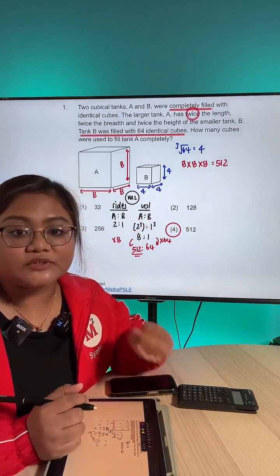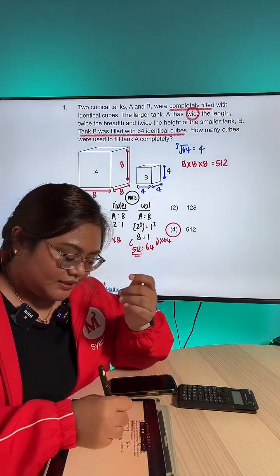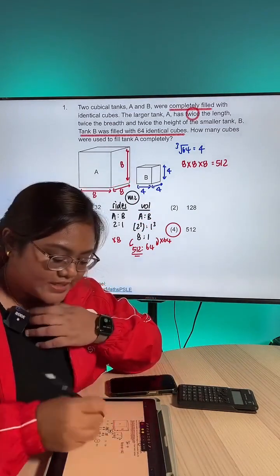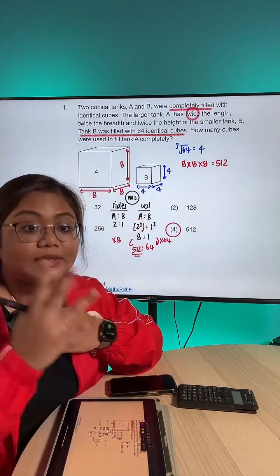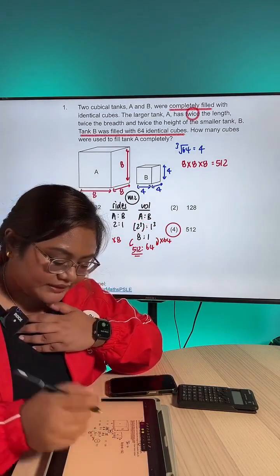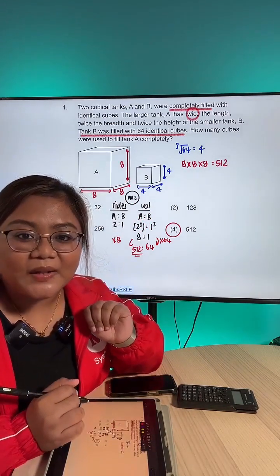Why do we cube? Because to find the volume of a cube, we just have to take length times length times length. Okay? So that is why we cube this. 2 times 2 times 2 will give us 8. So far so good? Alright, so in the end, our final answer will still be option number 4. Okay?